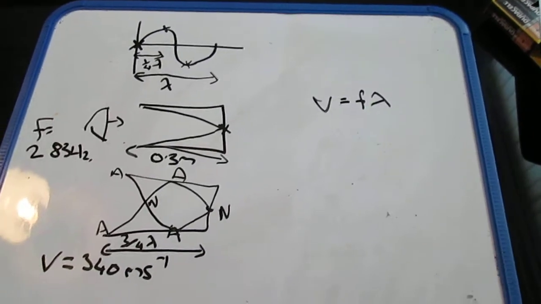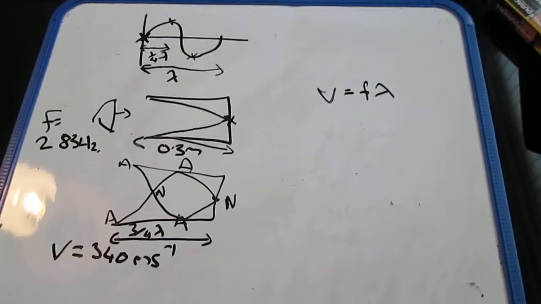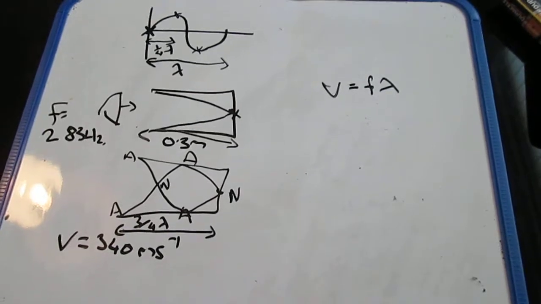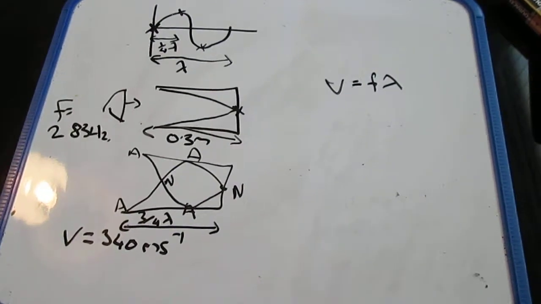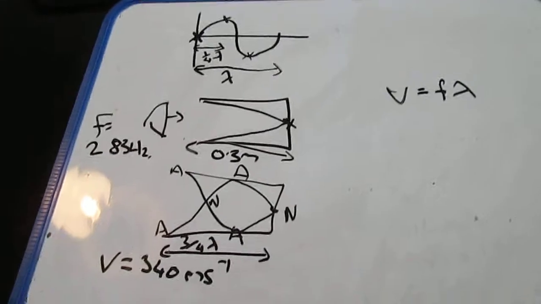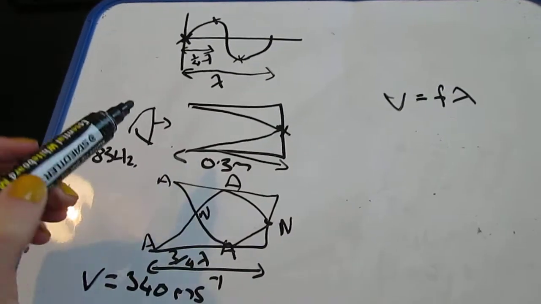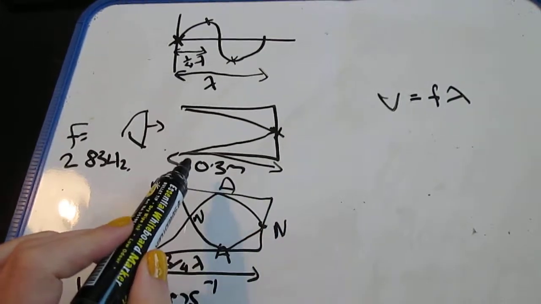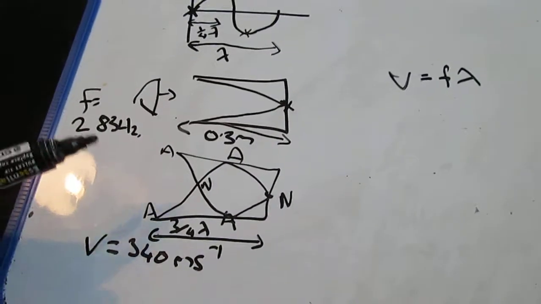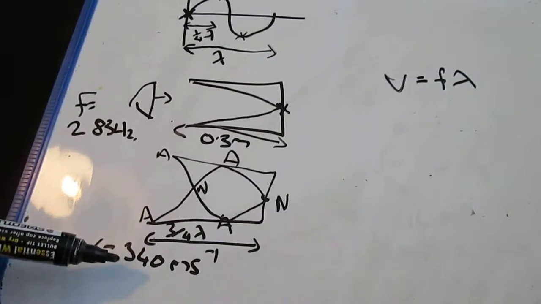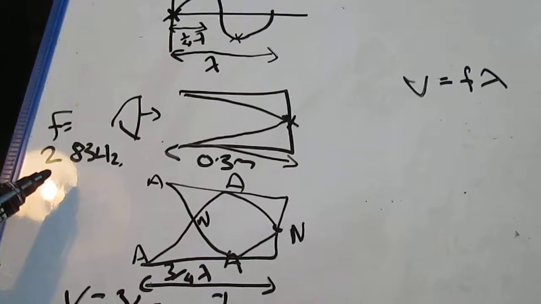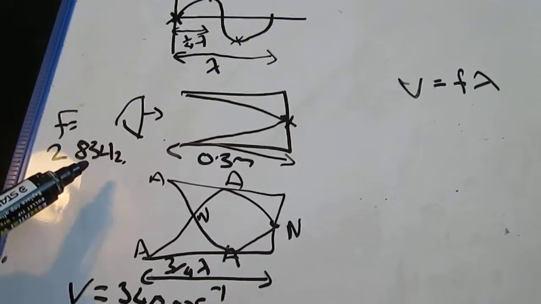Okay, so again, this is January 2013, 4B part 2, and in the first video we looked at finding, we knew that the length of the column was 0.3 meters, we knew that the speed the wave was travelling was 340, and we had to find the fundamental frequency there, which we found to be 283.